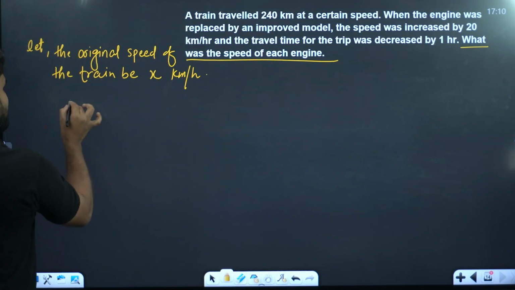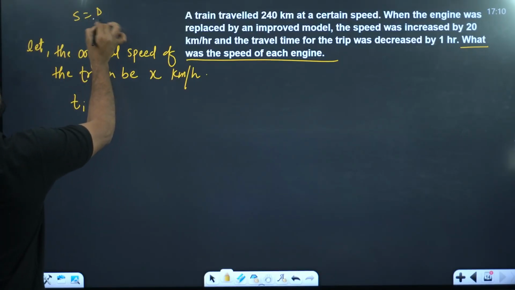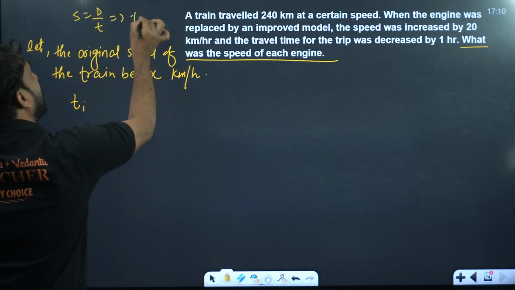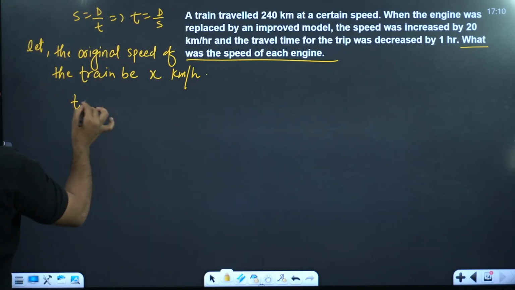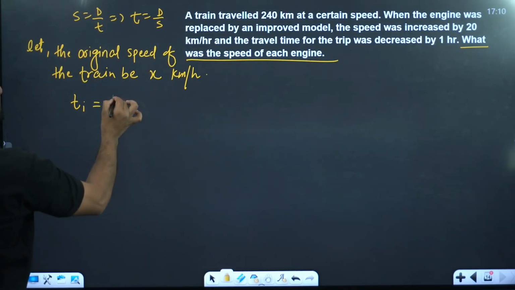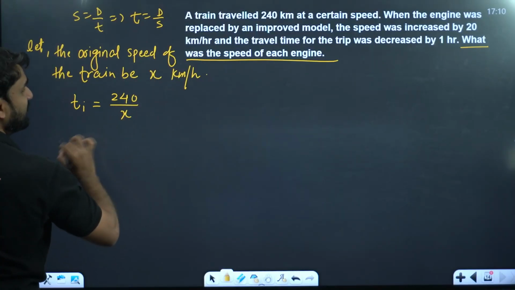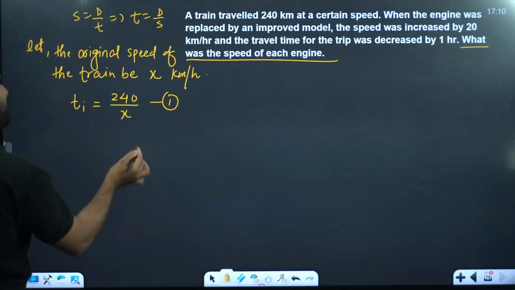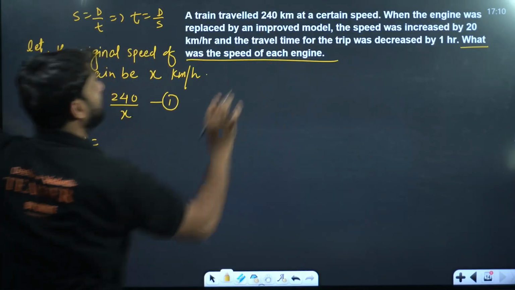Let's say I'm writing here t1. We all know speed is equal to distance by time, so time can also be written as distance by speed. So the initial time will be, distance is 240 and speed we have assumed is x. So this is the first equation. And what will be the final time after increasing the speed by 20 km per hour?